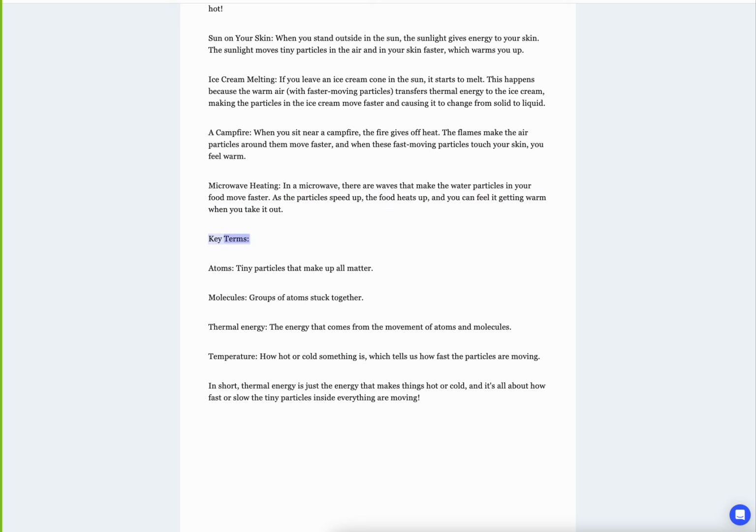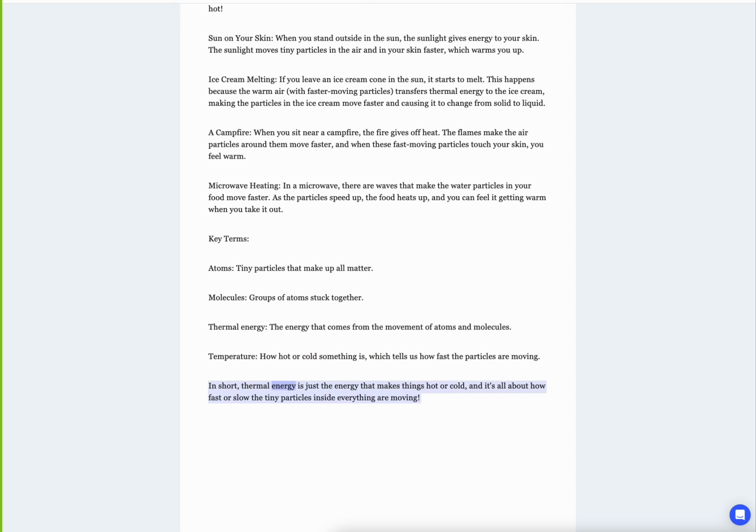Key terms. Atoms: tiny particles that make up all matter. Molecules: groups of atoms stuck together. Thermal energy: the energy that comes from the movement of atoms and molecules. Temperature: how hot or cold something is, which tells us how fast the particles are moving.